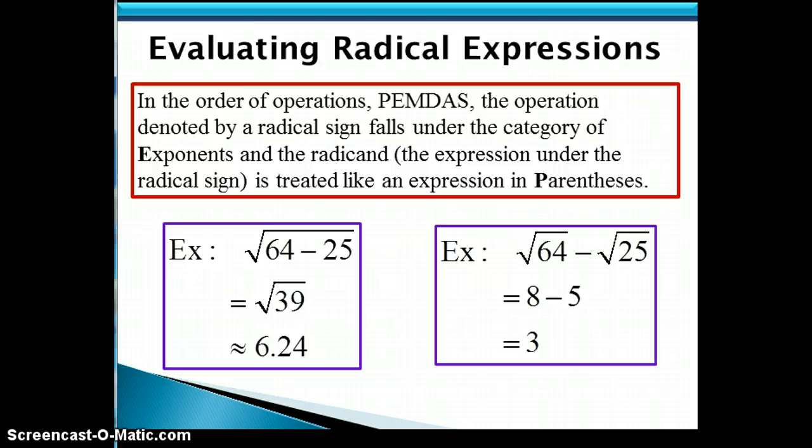Now notice this next example looks very similar, but the subtraction sign is outside of the radicals rather than underneath a radical sign. So we would actually perform the radicals first, so take the square root of 64, which gives us 8, and then take the square root of 25, which gives us 5, and then we would perform the subtraction after that, and the result of that would be 3. So you can see here how it makes a big difference where that subtraction sign falls. So you have to be really careful to follow the order of operations properly when you evaluate these radical expressions, because as you can see, you get completely different results depending on where that subtraction sign is located.